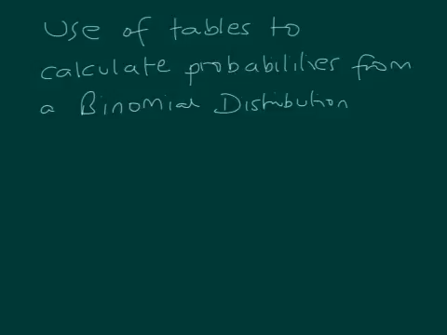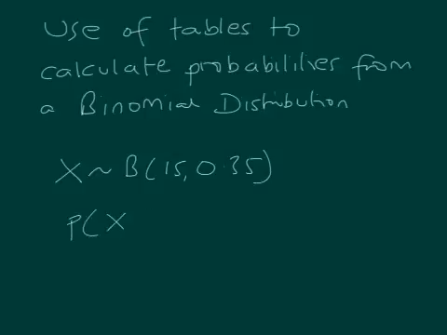This video, as you can see, is all about the use of tables to calculate probabilities from a binomial distribution. And the first question is, why do we need to use tables? So here's an example. Suppose we've got a distribution where n is 15 and the probability of success is 0.35. And maybe we want to find the probability that x is less than or equal to 3.